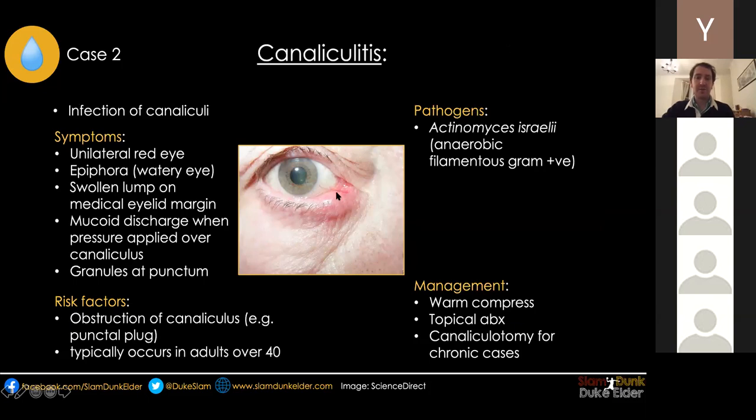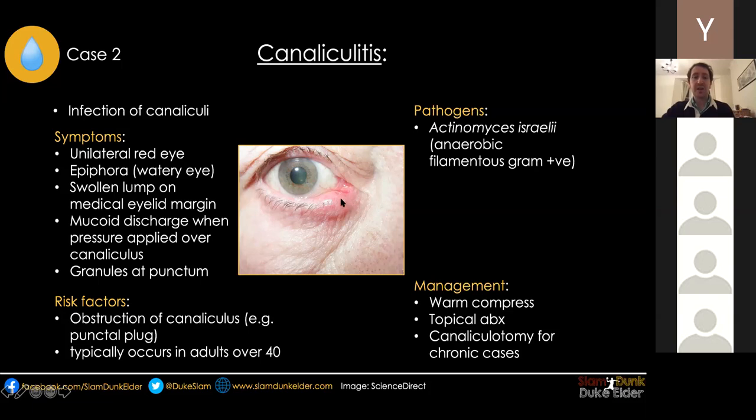So if you remember the lacrimal system from the anatomy lecture, we have our punctum here, and the canaliculi. You've got two of them, one on the upper lid and one on the lower lid, and they drain into the lacrimal duct, which runs down the side of your nose here, and then your lacrimal sac is at the top here. So canaliculitis is an infection of the canaliculi, the duct below the punctum, which drains the tears.